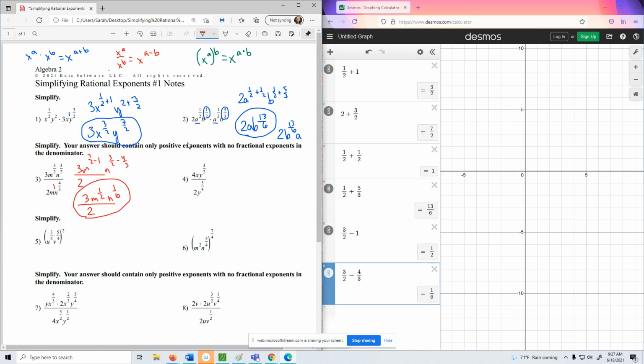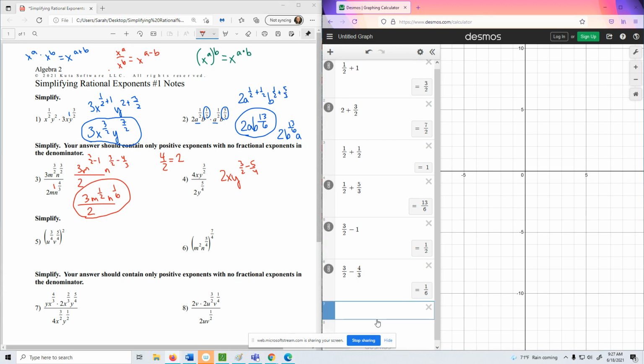Number 4, look at our coefficients. Can I reduce 4 over 2? I definitely can. 4 over 2, or 4 divided by 2, is just 2. So I'm going to get 2 as my coefficient. I only have one x in this whole problem, so it is going to say just regular x. And then for y's, I need to do top exponent minus bottom exponent. 3 over 2 minus 5 over 4.